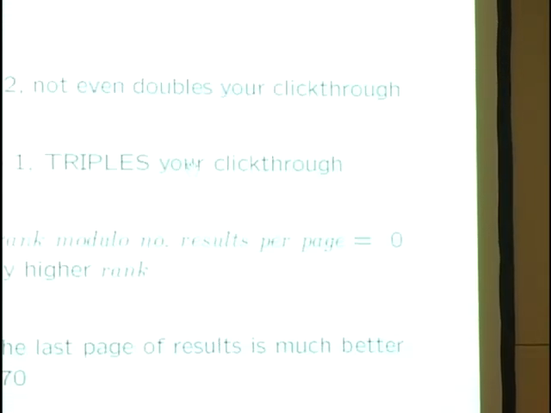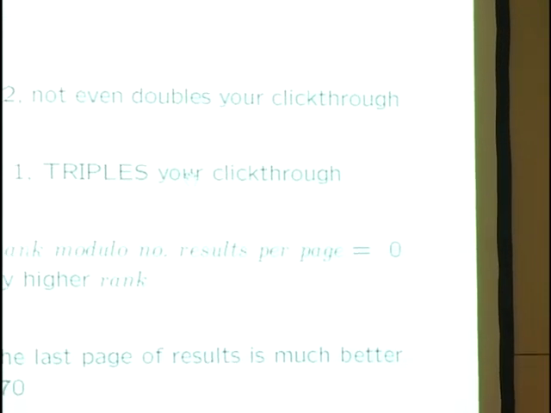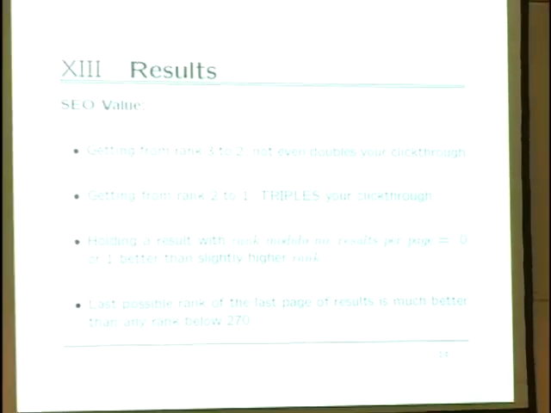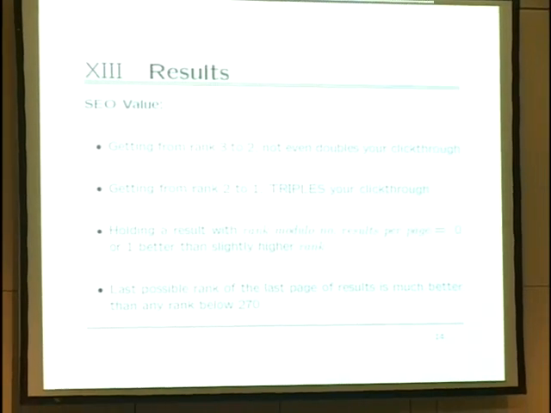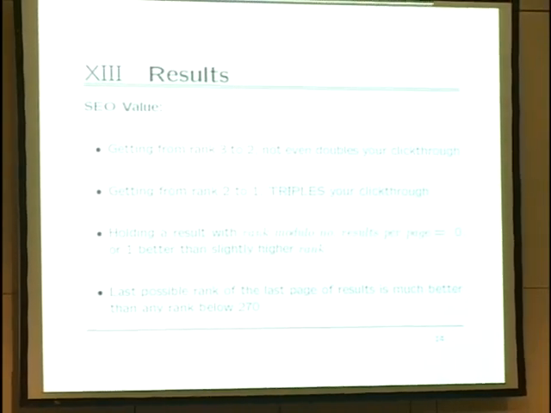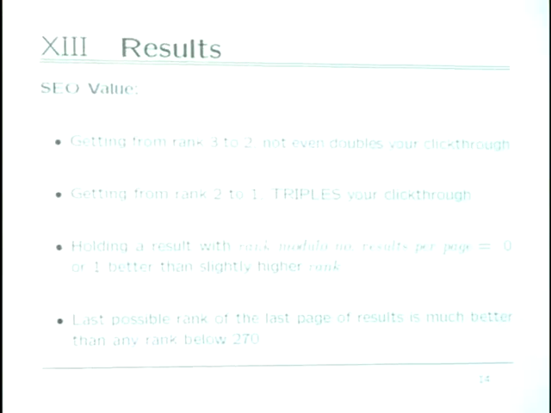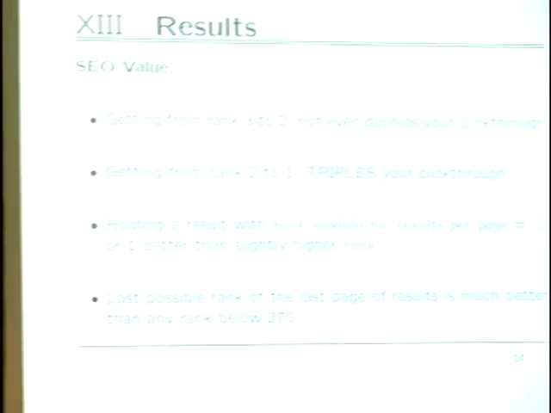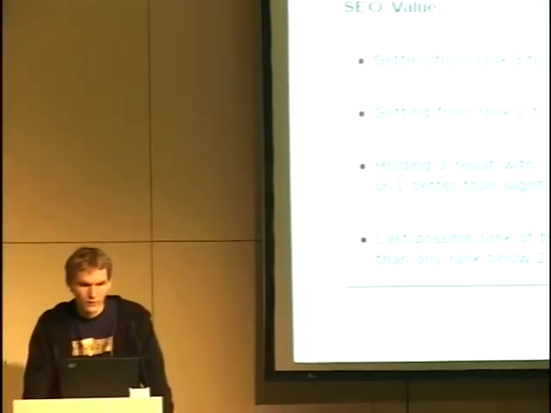So this has certain implications for the so-called search engine optimization. Of course, everybody is keen on getting rank 1, and now it's obvious why, because getting from rank 3 to rank 1 not even doubles your click-through, but getting from rank 2 to rank 1 triples your click-through rate. You can also state that holding a result with rank modulo number of results per page equal to 0 or 1, which means that you have the first or the last result on the page, is even slightly better than holding a higher rank.